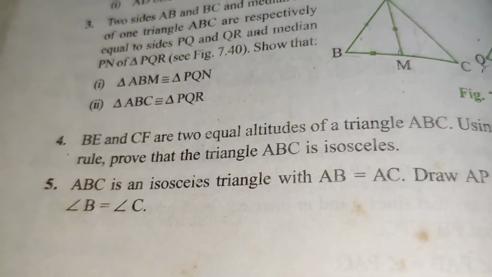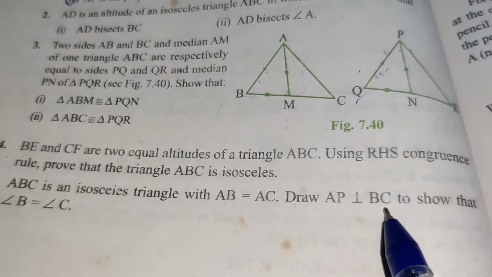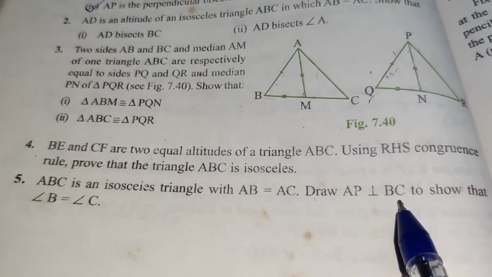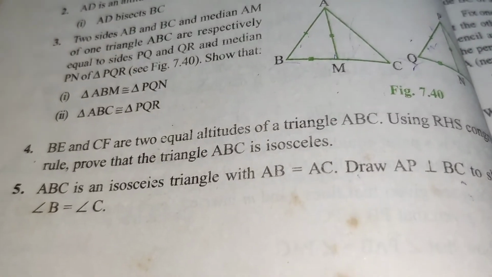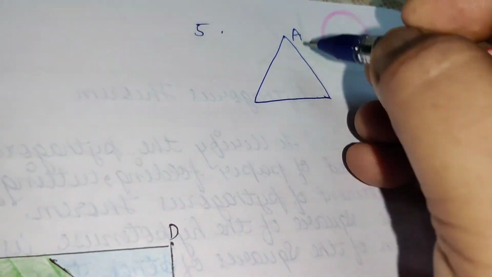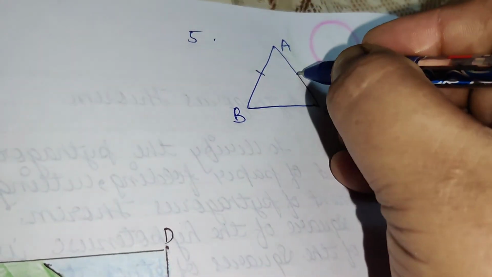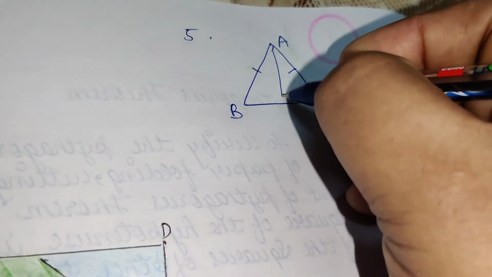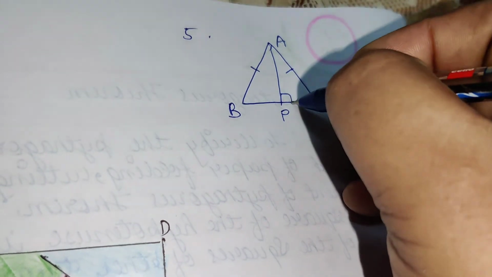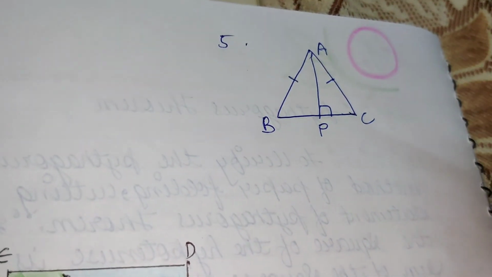The last question. ABC is an isosceles triangle, AB equal to AC. Draw AP perpendicular on BC. Show that angle B equal to angle C. Easy question. Given ABC is an isosceles triangle, which means AB equal to AC, and AP is perpendicular on BC. Then show that angle B equal to angle C.